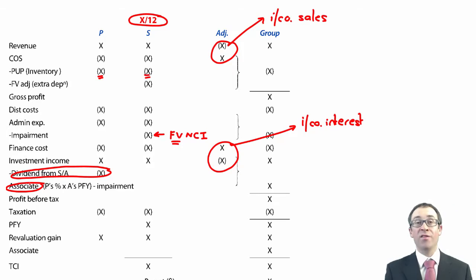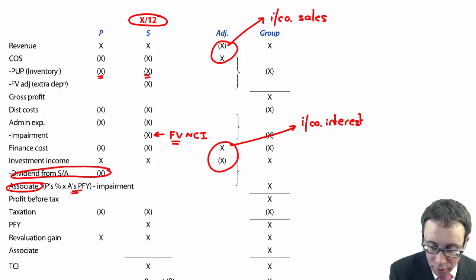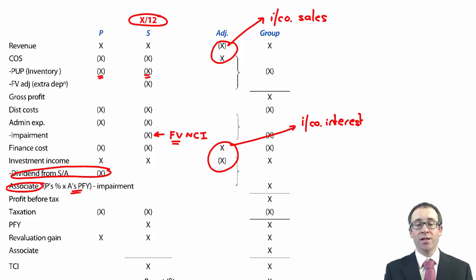Okay. You've then got there, is it your associate? So we need to take P's share of A's profit for the year. Again, be careful when you're looking at A's profit for the year to prorate it if there is a mid-year acquisition, and then deduct any impairments. Okay. Your figure therefore then goes immediately before PBT. You've then got tax to then get you your profit for the year.